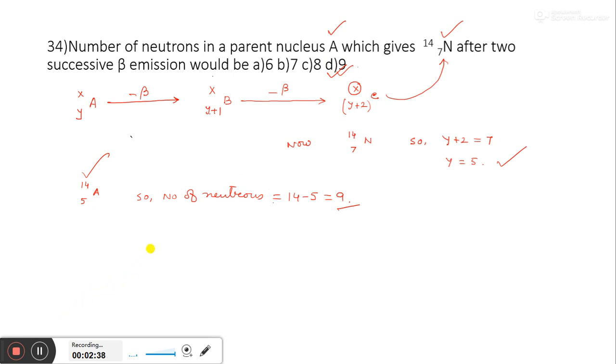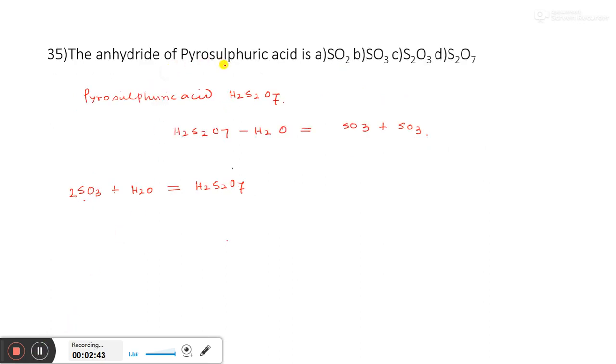The next question of the NTSE 2020 chemistry paper is: the anhydride of pyrosulfuric acid is? We know the formula of pyrosulfuric acid is H2S2O7, which is known as oleum. Now when H2S2O7 eliminates one molecule of water, two molecules of SO3 are produced. So the anhydride of pyrosulfuric acid is SO3. When SO3 reacts with water, it forms pyrosulfuric acid, H2S2O7. The actual answer is SO3. Option B is the right one.